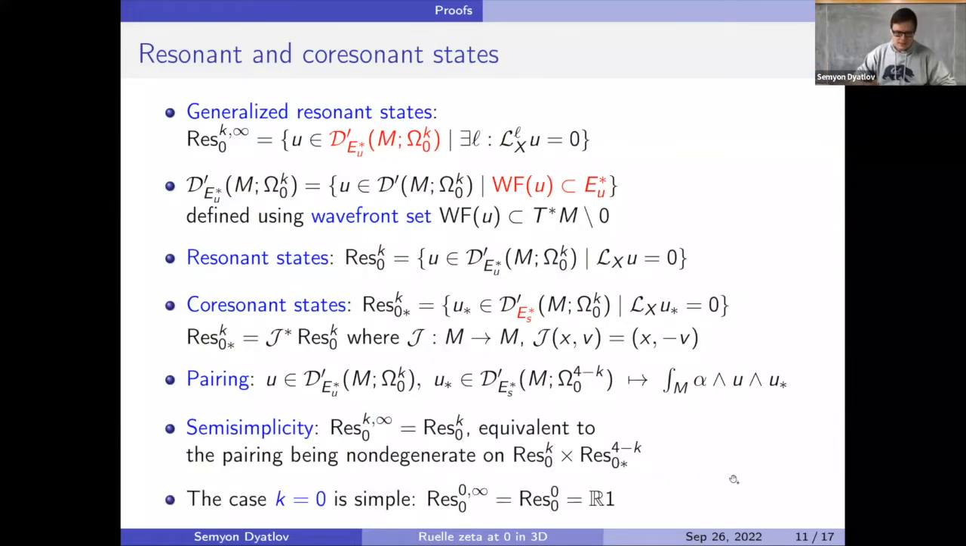All right. Well, as I said, I'll focus on case k equals 1, so 1-forms. One of the reasons is because the case k equals 0 turns out to be simple. Using standard tools in this business, you can show that the resonant states, generalized or not, there's only one, the constant function. And there's nothing else interesting there, right? So in particular, the dimension is 1.